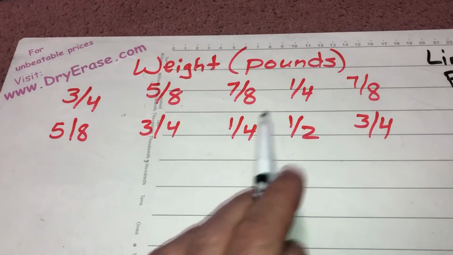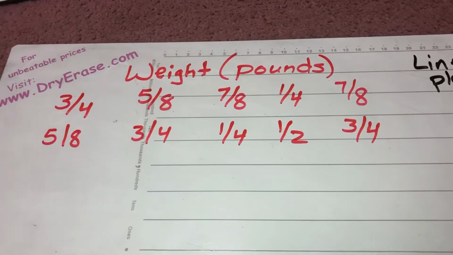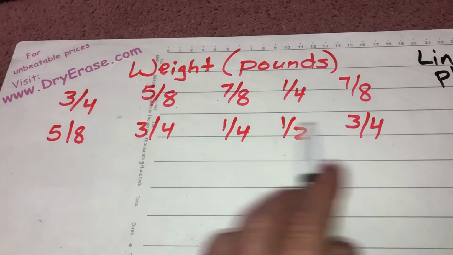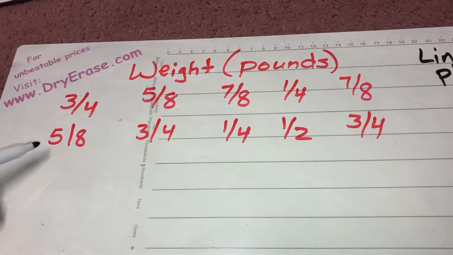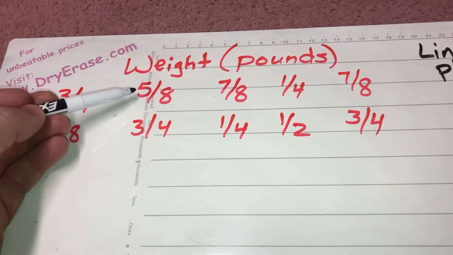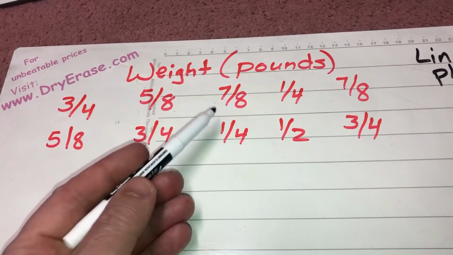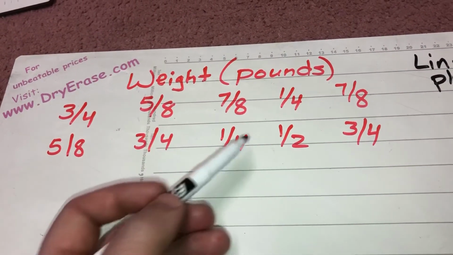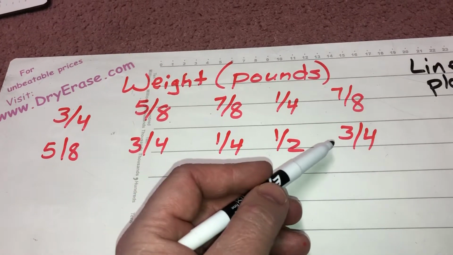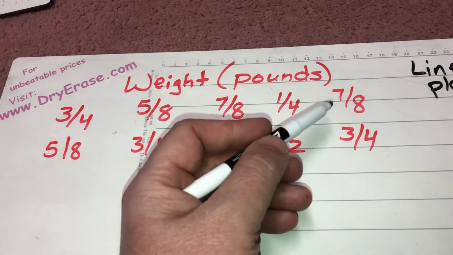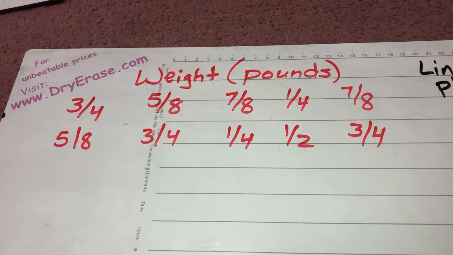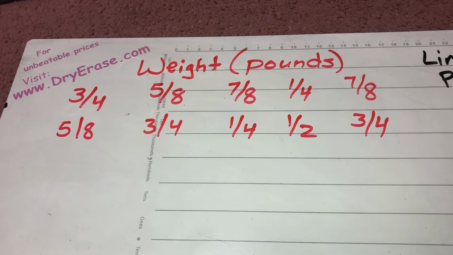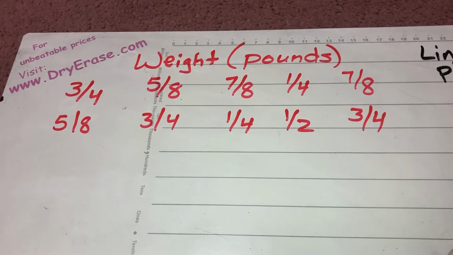So anyway, weight in pounds. So something was weighed, they're not specifying what. And so we have 10 of them here, 10 different fractions. One was 3/4 of a pound, one was 5/8 of a pound, another one was 5/8, another one was 3/4, one was 7/8 of a pound, one was 1/4 of a pound, another one was 1/4 a pound, another one was half a pound. We had another one that was 3/4 of a pound, another one that was 7/8 of a pound. So we're looking at that and we're thinking, okay, how do we make a line plot?